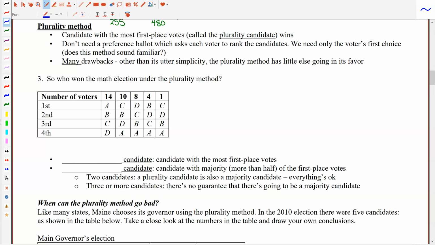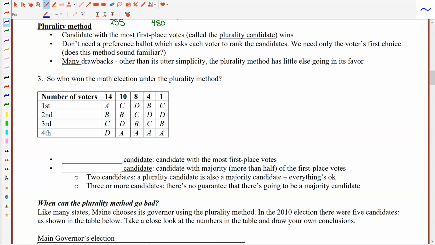So the first voting method that we're going to look at is called the plurality method of voting. Under this method, the candidate with the most first place votes will win, and that person is actually called the plurality candidate. Now at this point in time, we actually don't even need a preference ballot, which asks the voter to rank the candidates. We only need them to mark their first place choice. Okay, so that should sound very familiar. Out of a list of all the candidates, you just mark your number one.